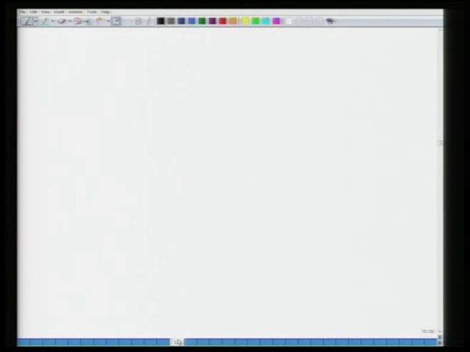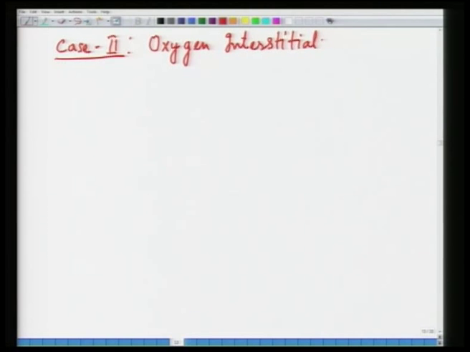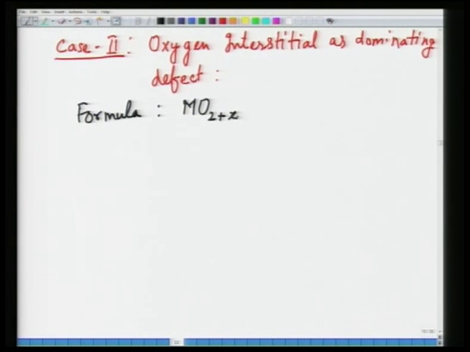Now, we will take the second case. The second case is when you can have oxygen interstitial as the dominating defect. In this case, how do you represent these materials? The formula would be MO2+x, since you have extra oxygen, and extra oxygen in another way means you have a deficiency of metal, and the way this happens is half O2.